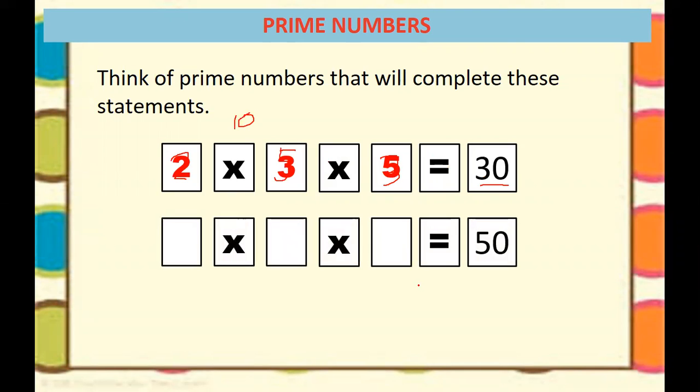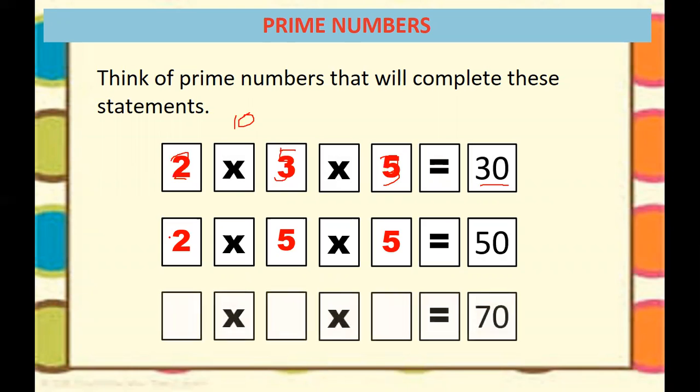Okay, how about this? Try it. Okay, the first number, you can use 2. 2 is a prime number. And then 5. 2 times 5 is 10. And 10 times what? Yes, correct. So these are all prime numbers. The product is 50. Next one. Okay, 2 times 5 is 10, times, of course, 7 is equal to 70.